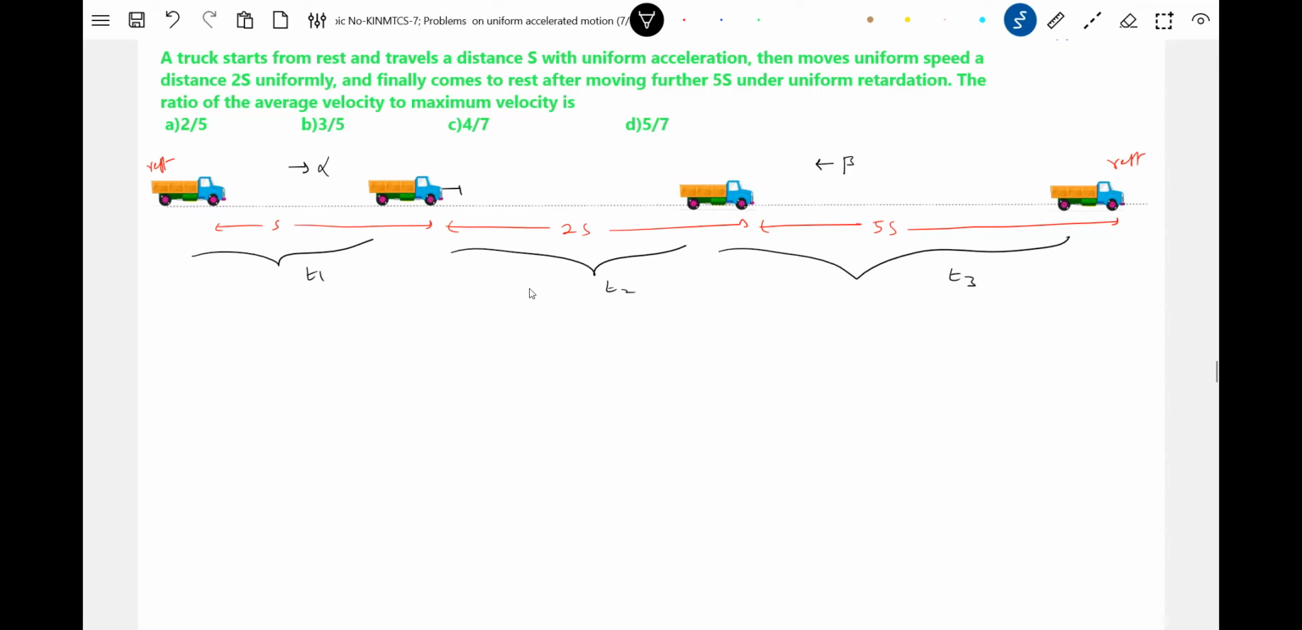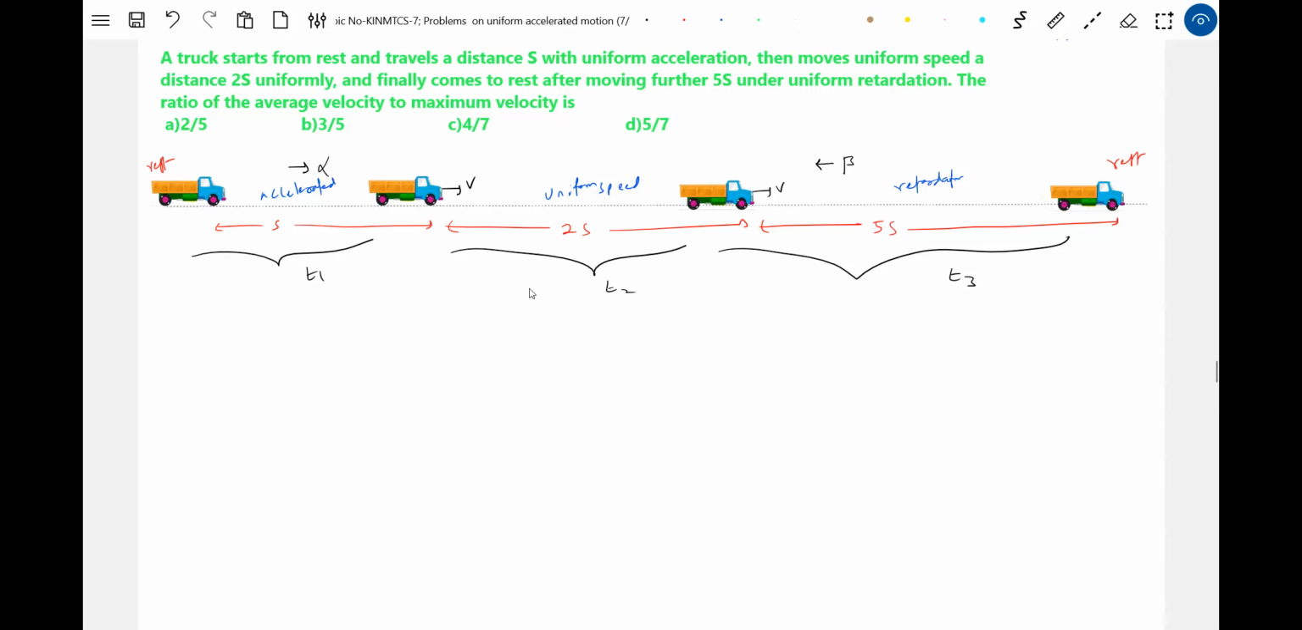Here the truck will acquire a maximum velocity. It will continue its uniform velocity motion. Here it is accelerated motion, then uniform velocity, then retardation. First the speed of the truck will increase, then it will move with a constant speed v for distance 2s. Then brakes are applied, it will undergo retardation and finally come to rest.